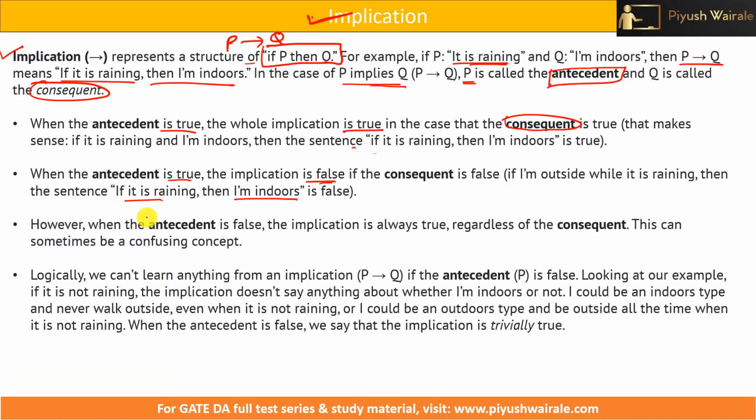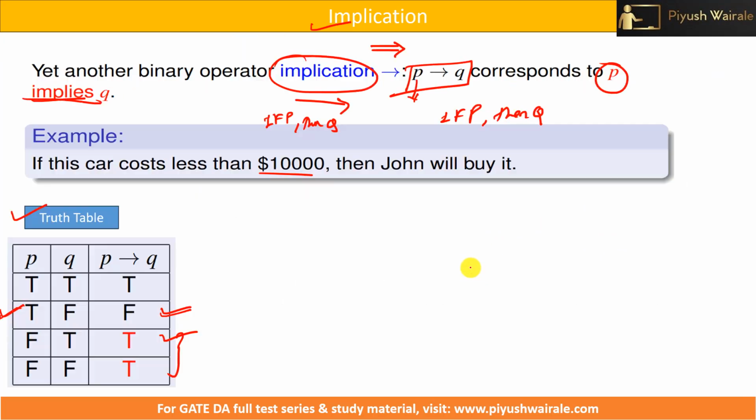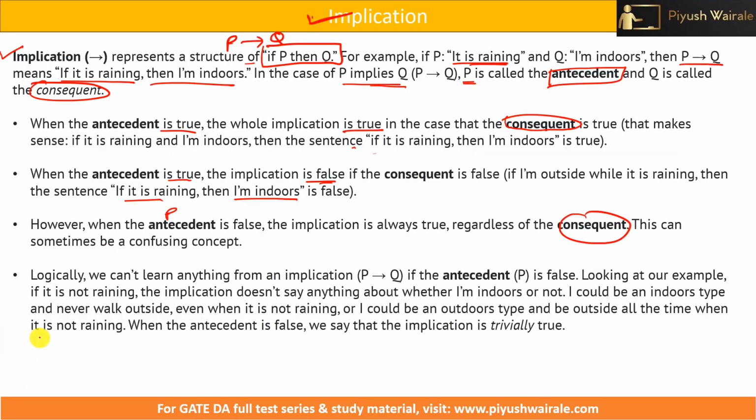Now, however, when the antecedent, that is P, is false, then the implication is always true regardless of the consequent, right? So this is what we have discussed in the truth table. Here you can see whenever P is false, whenever the antecedent is false, our P implies Q will always be true. This is a more important point.